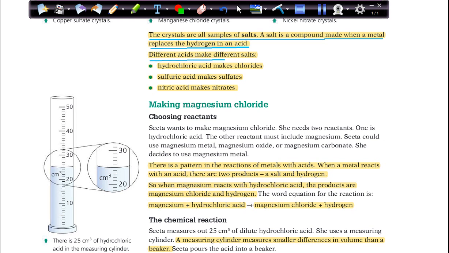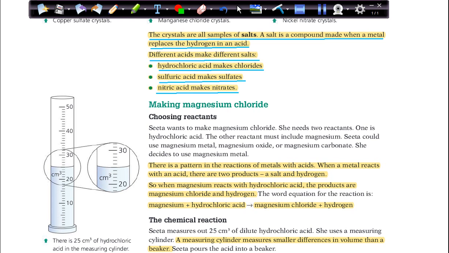Different acids make different salts. So if we have hydrochloric acid with a metal, it makes chlorides because we have chlorine here. So the hydrogen will go out, and the metal will replace the hydrogen and combine, or make a compound, with the chlorine to form chlorides. Sulfuric acid makes sulfates. Nitric acid makes nitrates. So these are three types of acids that can make different salts.